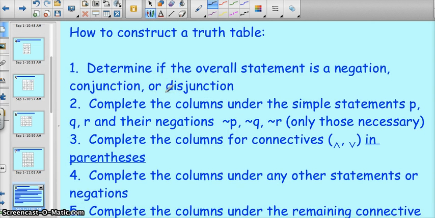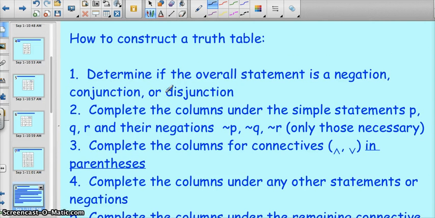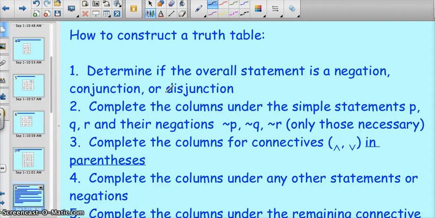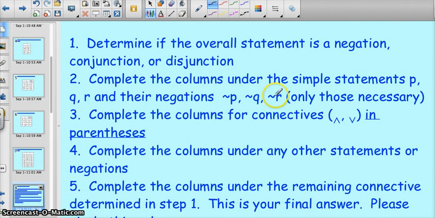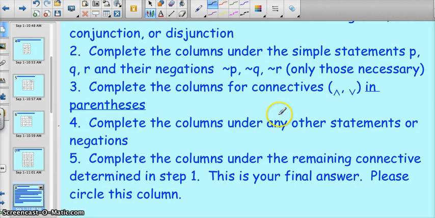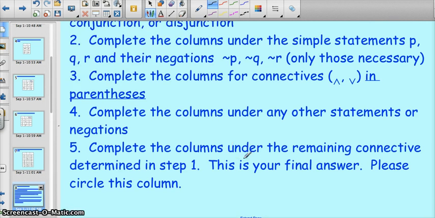All right, so here's how we do the whole bit to construct a truth table. We start by determining if the overall statement is a negation, conjunction, or disjunction. We then complete the columns under the statements P, Q, and R, and their negations if it's necessary. We then do the connectives, the parts in the parentheses. Once everything else is completed, we will take care of the operating symbol outside of the parentheses, and that is the actual answer. And we always circle this column to make sure that we know what we're talking about.